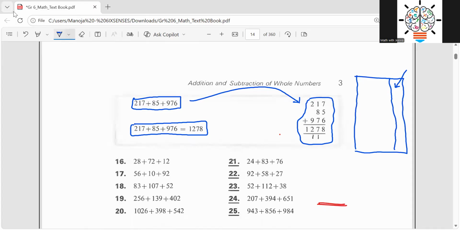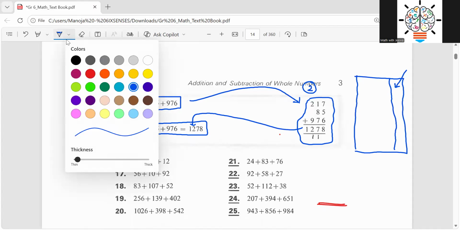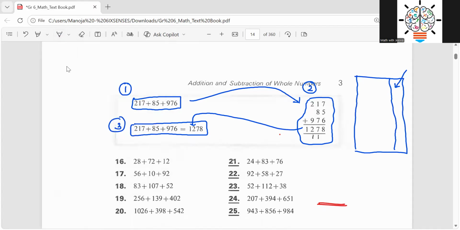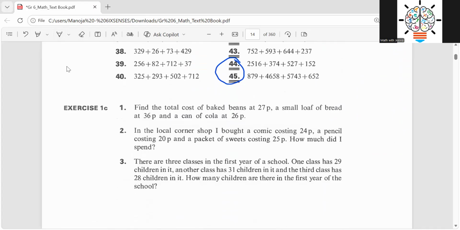So you bring the numbers to the right side, write them vertically like this, and you add the numbers and you get the answer, 1278, and then you write the answer like this. So this is the question, and this is your working, step 2. And step 3, you write this answer here in front of the question, right? This is how you do it if you come across this kind of question. So then we will move to the next part.